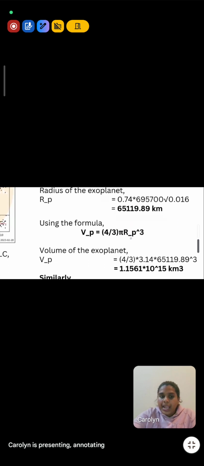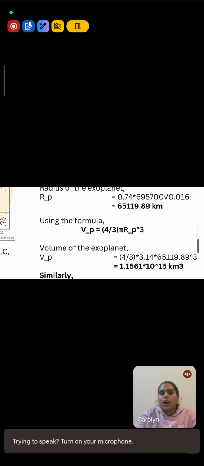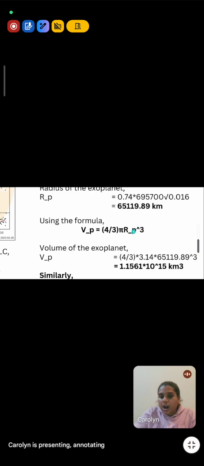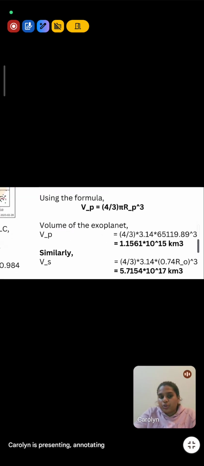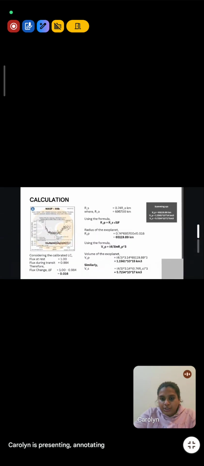And then you use the simple formula of finding the volume of a sphere, because an exoplanet could be nothing less than a sphere. So we neglect all the other factors, and we take a simple sphere volume formula, that is 4/3 pi r cubed. So here for r, you take the radius of the exoplanet and you find the volume of the exoplanet. Similarly, you find the volume of the host star because you have the radius of the host star as well. So this was what was expected.